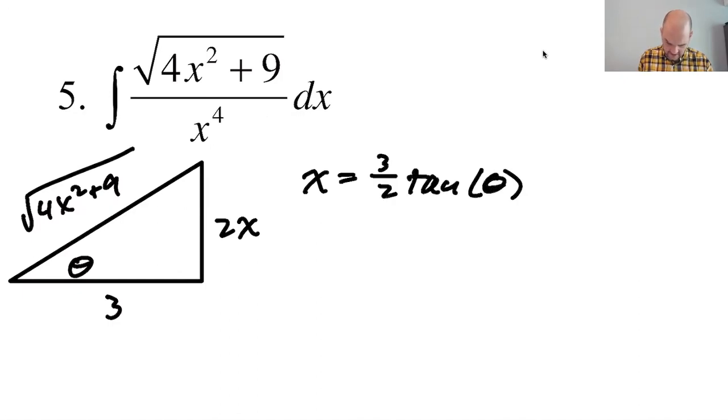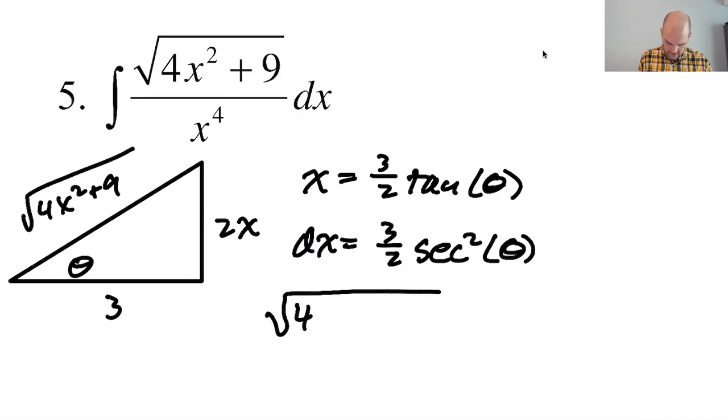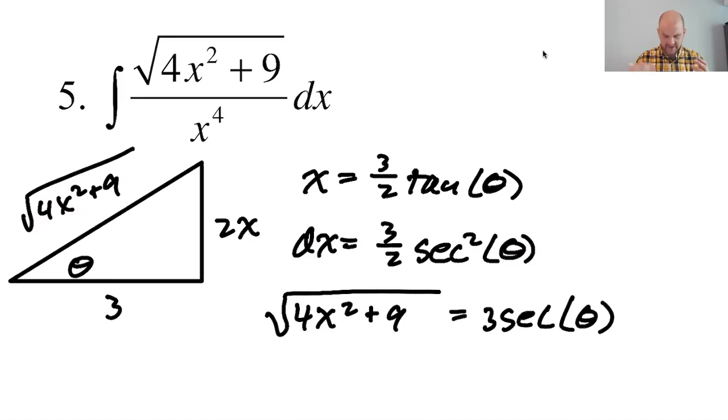And then dx is going to be 3/2 secant squared. And then the radical, you want to choose the ratio that involves the radical, but not the other side that has x. So 3 secant. Also, there's a lot of secants involved at this point, so that kind of helps you figure out what to use.